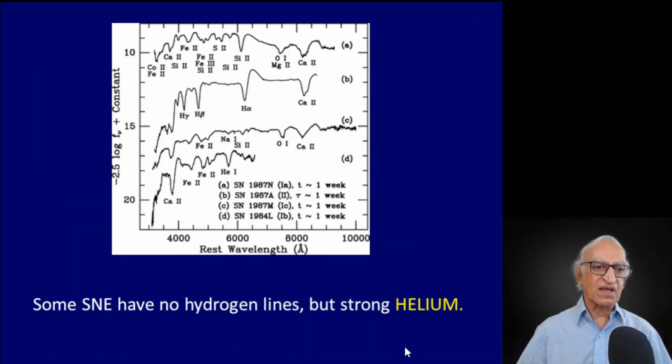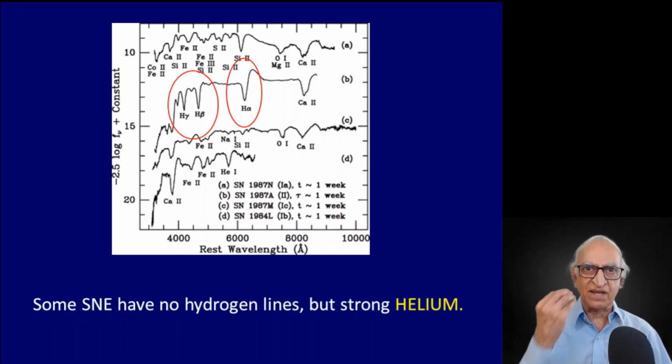Now, look at this particular spectrum from a type 2 supernovae. What you see are three prominent hydrogen lines: the H alpha line, the H beta line, and the H gamma line. So the hydrogen is clearly very dominant in the ejecta of this particular kind of supernovae.